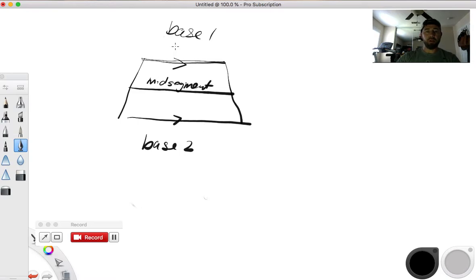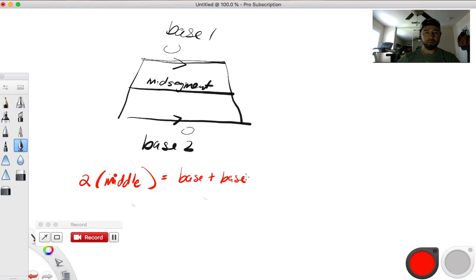They're going to give us some information up here, and some information down here, and they're going to want us to find the mid-segment. That's one thing they're going to cover. In order to do that, this is where you really want to take notes. I like to say 2 times middle equals base plus base. 2 times the middle equals your base plus your base.